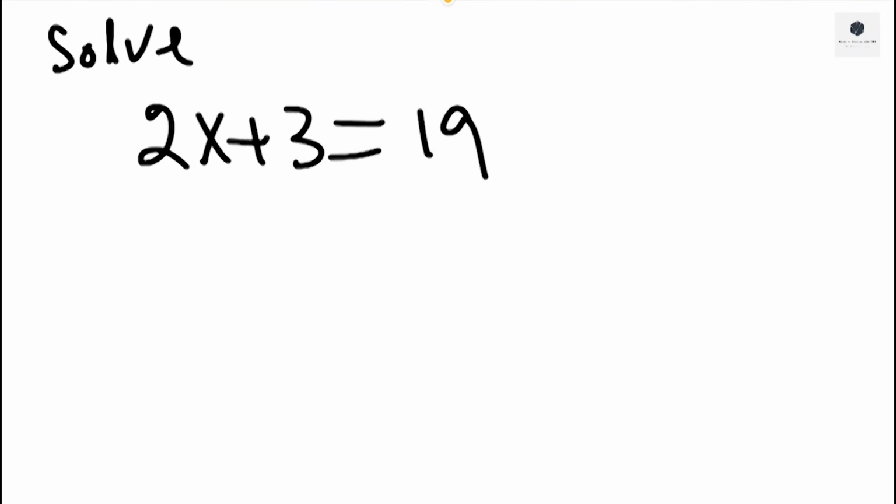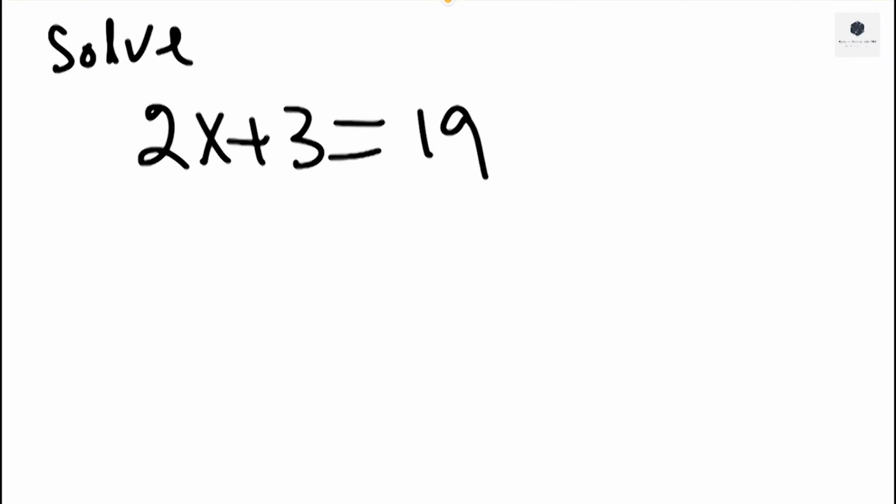I have already discussed what exactly solve means, but for those who didn't watch the first video, let me tell you: solve means you have to make x the subject. You have to isolate x. You have to find the value of x, whatever the variable is. When I say I want to make it the subject, it means I need that variable on one side and everything else on the other side.